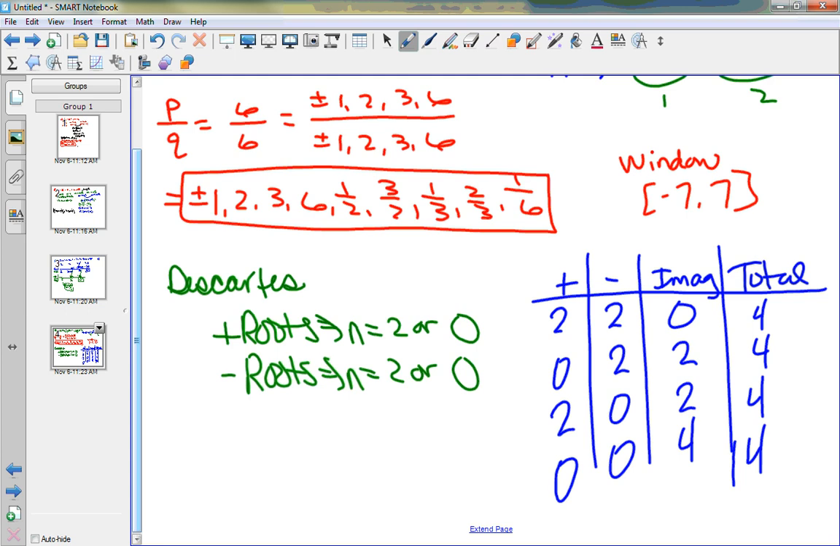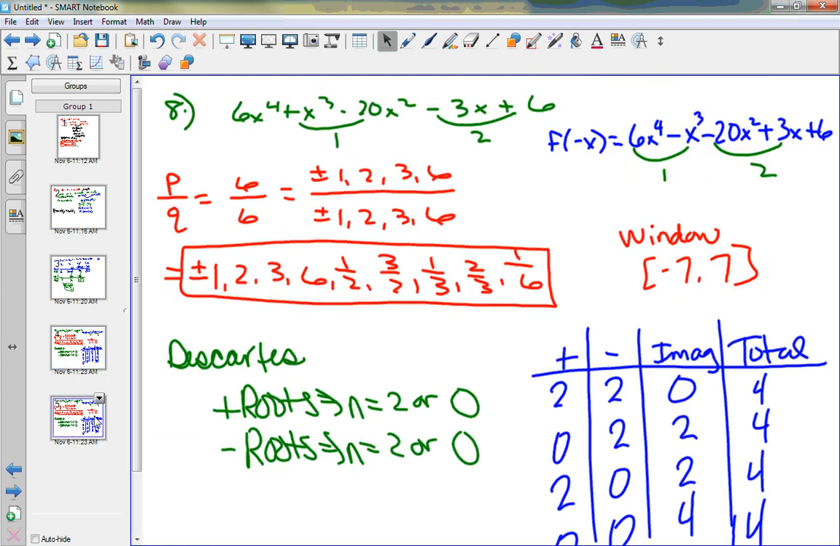2 positive can be paired with 2 negative or 0 negative. 0 positive can be paired with 2 negative or 0 negative. You have to have all of the possibilities. Do we all understand the chart? So now what do I do after this?